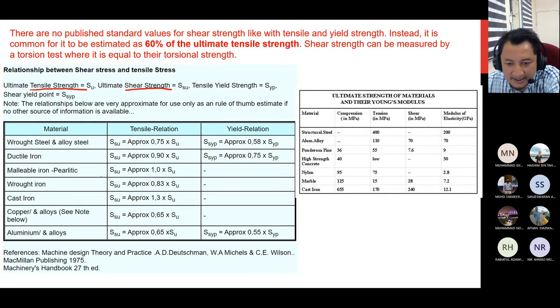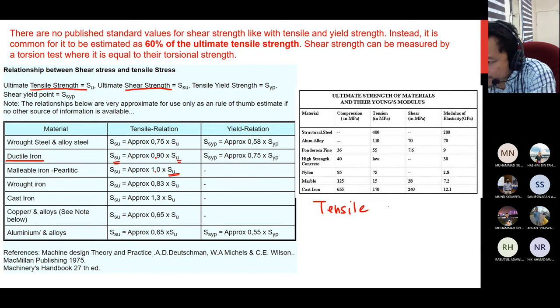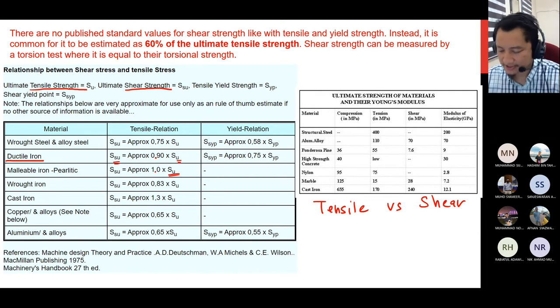Typically, if you have all this material, for example, you've got ductile iron, it's about 0.9 lah. Comma ni titik lah actually. European countries, they don't use titik sebenarnya. Dia letak comma. Comma is actually titik. 1.0 SU. SU stands for shear strength. U stands for ultimate tensile strength. So these are the relationship lah between tensile strength versus shear. This is an approximation.